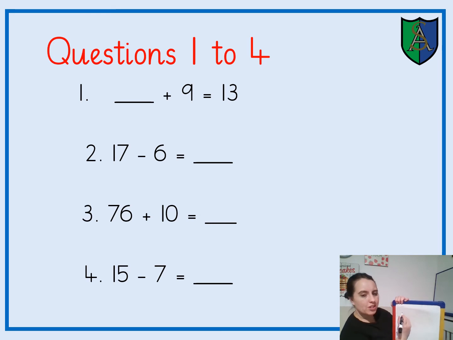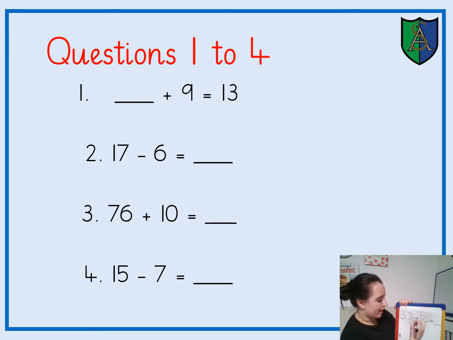Okay, question number 3 is 76 plus 10 equals something. So we're looking at how many we need to add. We're looking for the answer here. So when we add 76 and add 10 together, we get our answer. Okay, so you'll notice that here we've got 7 10s and 1 10. Okay, so 70 add 10. 70 adds 10 is 80.